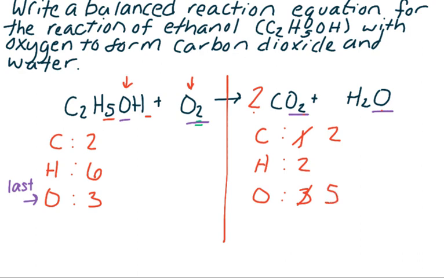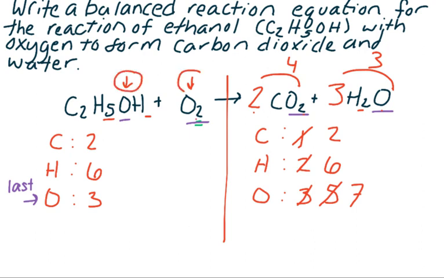Now, next, let's do the hydrogen. So we have 6 hydrogen on the reactant side, 2 hydrogen on the product side. So we need this to be 6, so we can multiply it by 3. 3 times 2 is 6, but that changes the number of oxygen. Now we have 2 times 2 for 4 oxygen here, 3 times 1 for 3 oxygen here. We have 7 oxygen.